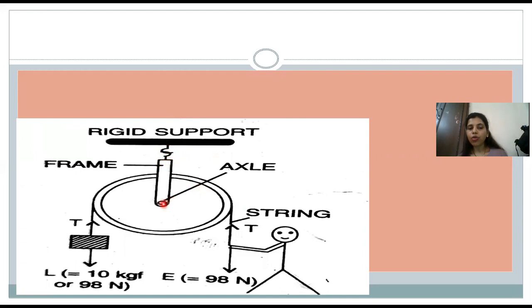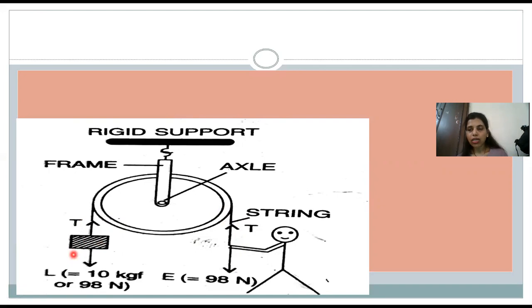This is the frame of the pulley. This is the axle, this particular pulley and the string. This is the load. This is where the effort is. Tension, you can see that you have to mark the tension T and T. One is used to balance the effort and the other is used to balance the load.